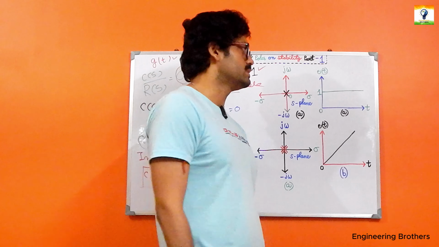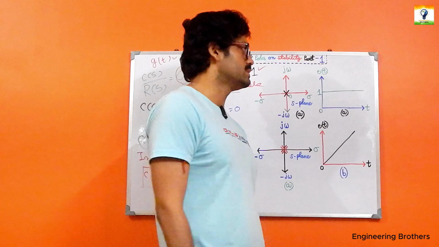Now let us go to the next part, the next diagram, which has two poles placed at the origin. Now we should start once again. First of all, C(s) is equal to G(s)R(s), or in another way, we can say C(s) by R(s), which is actually G(s).